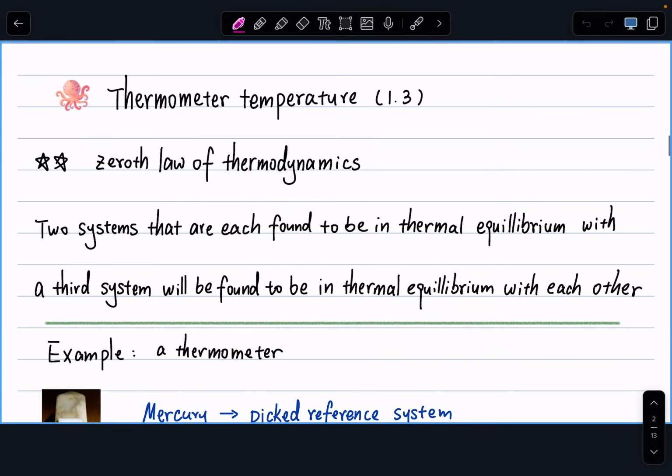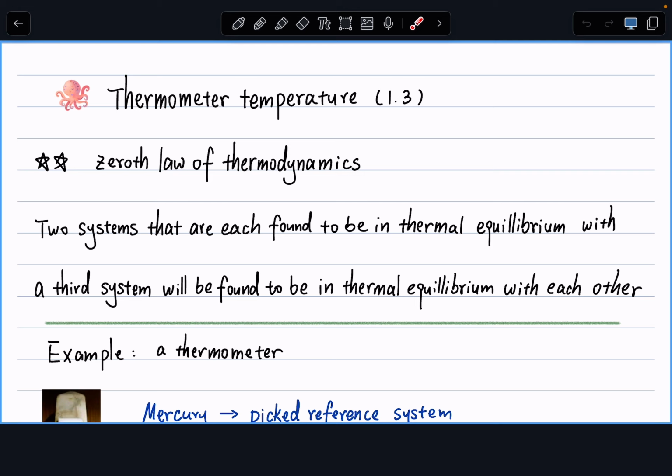But before we do that, let's first equip ourselves a little bit with what is temperature. We will give a more careful discussion of temperature later on, after we discuss heat, to have a thermodynamic temperature defined. But for now, let's just stay with what we call thermometer temperature.